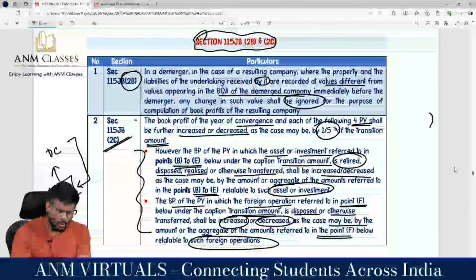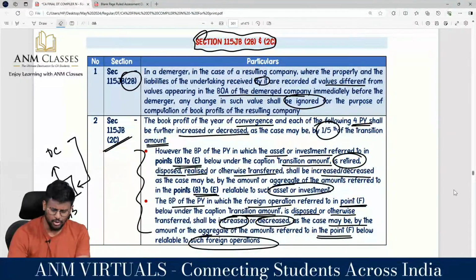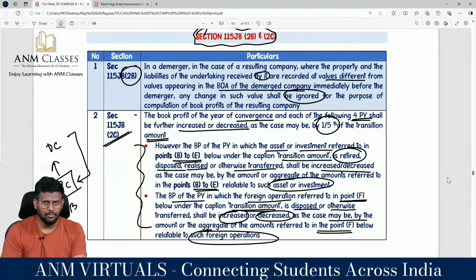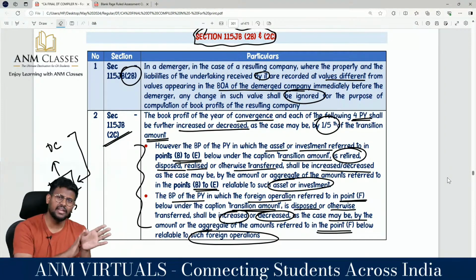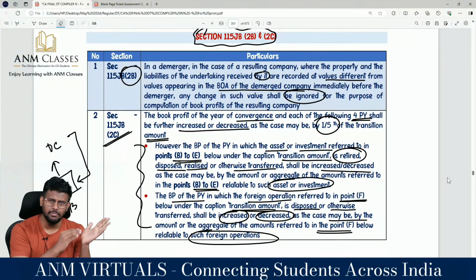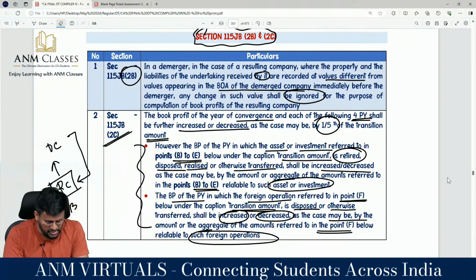And 115JB subsection 2C is talking about the transition amount. In the year of convergence, there may be huge differences between the account balances as per the old scheme and also as per the new scheme. These balances we will deposit in a convergence account, the transition account, and the transition amount can be written off over a period of 5 years.